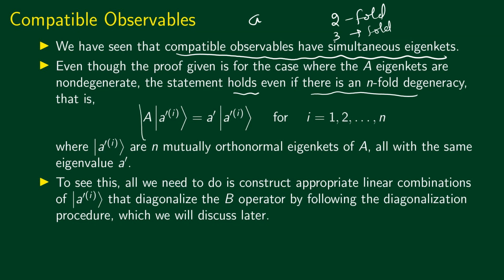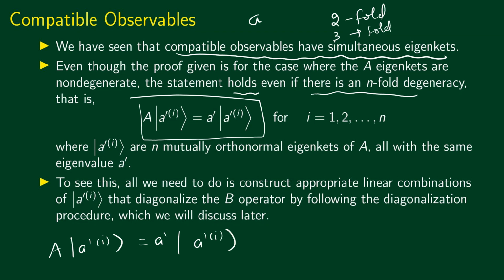So mathematically, you can write the case for n-fold degeneracy like this. A acting on A prime I is equal to A prime multiplied by A prime I, and if this statement is true for I equal to 1, I equal to 2, I equal to 3, etc., up to I equal to n, then we say that this eigenvalue is n-fold degenerate, or we say that we have a situation of n-fold degeneracy, where A prime I are n mutually orthonormal eigenkets of A, all with the same eigenvalue A prime.